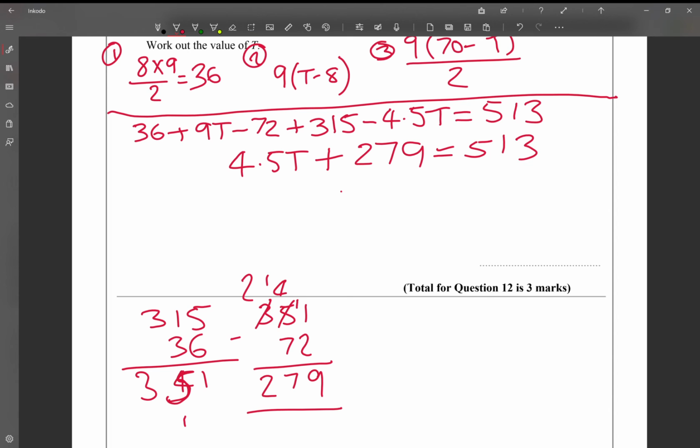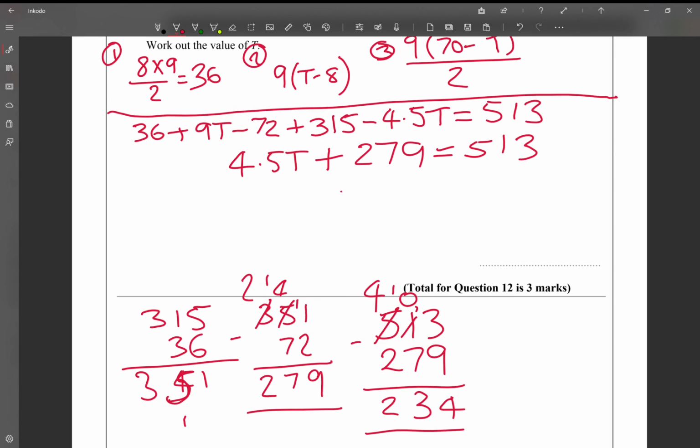And then I'm going to take 279 away from 513. But don't try and do these in your head, because you'll make mistakes in pressured circumstances, and it just isn't worth it. You write them, it won't take long to write down. So 234 equals 85.5t.